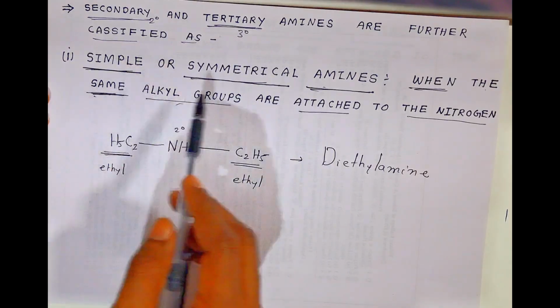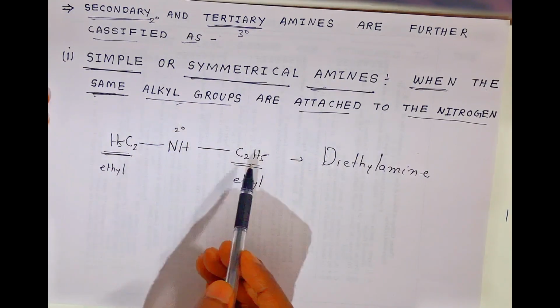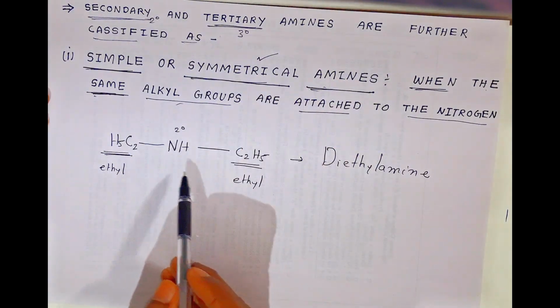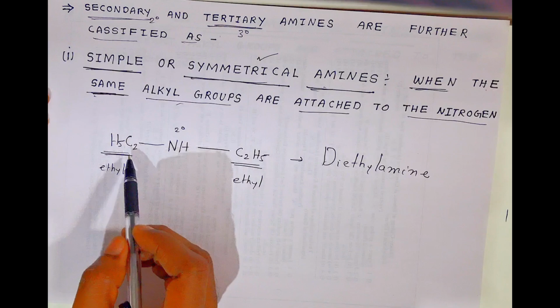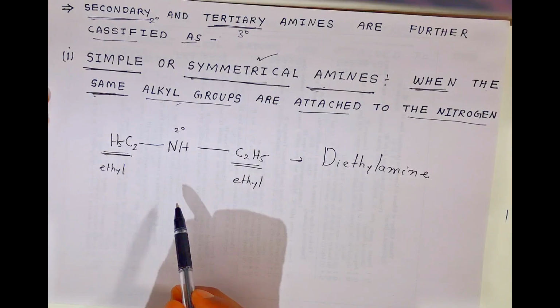Okay, students, what are simple and symmetrical amines? So this is a simple and symmetrical amine. Students, it has symmetry. C2H5 will overlap each other. That is why it is called symmetrical amines. So this is diethyl amine. Suppose we are replacing with methyl, so this is dimethyl amine. So dimethyl amine is also a symmetrical amine, or you can say simple amine. Okay, students, this is second degree.